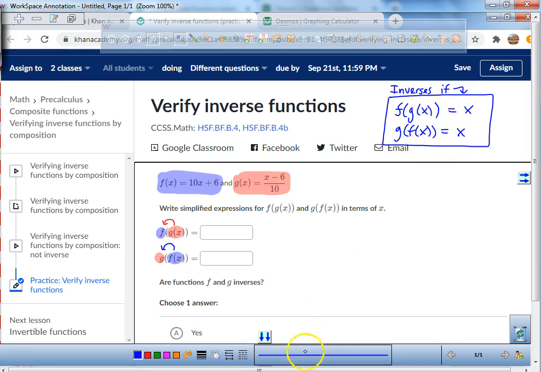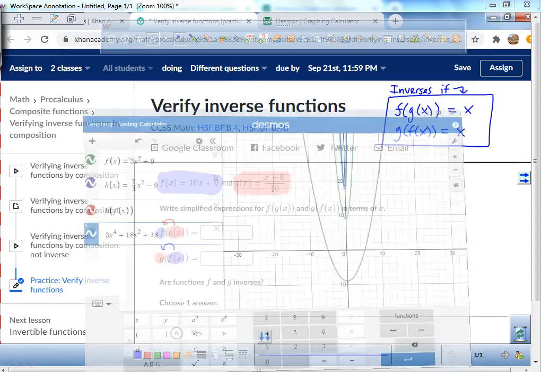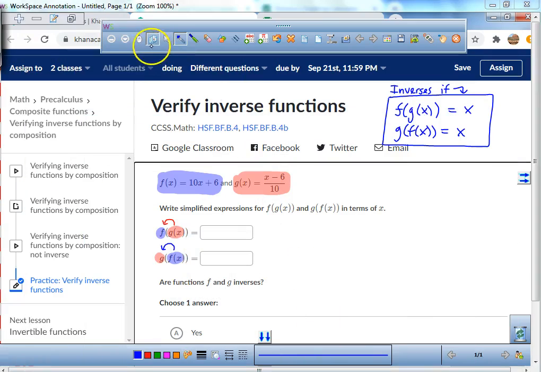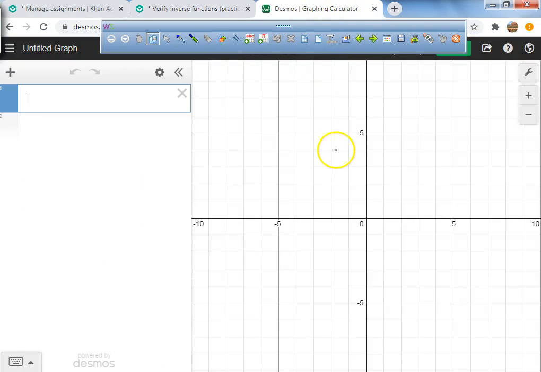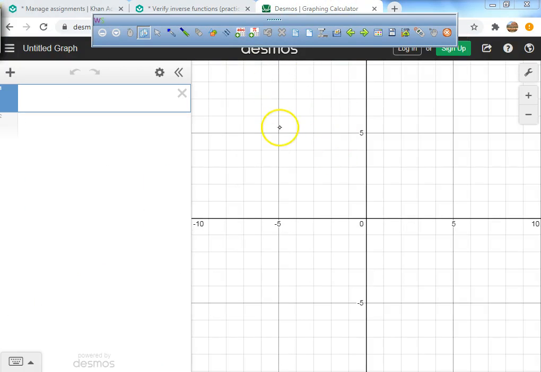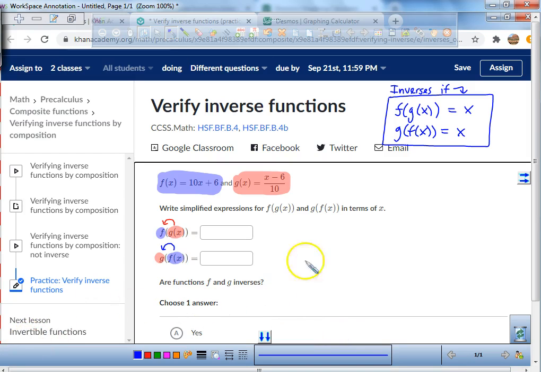Now, it is going to be very important that you have your Desmos up, ready to go. So make sure you have your Desmos graphing calculator, so we can type stuff into there while we are working on this. All right, so the first thing we're going to do is find f of g of x. That's the first thing we're going to do today.